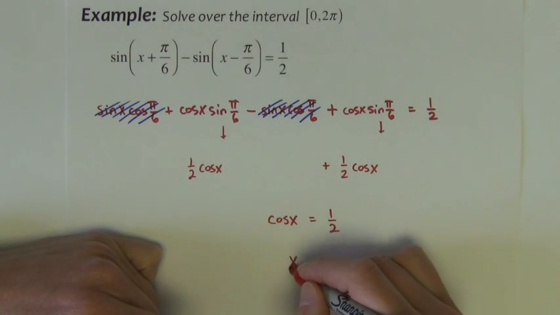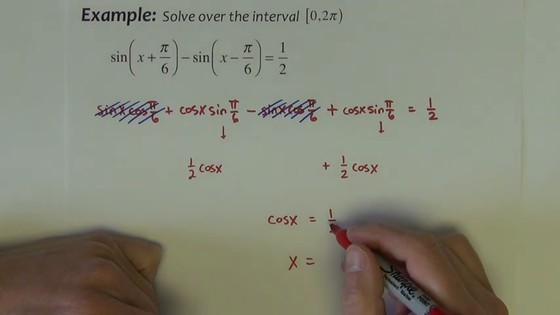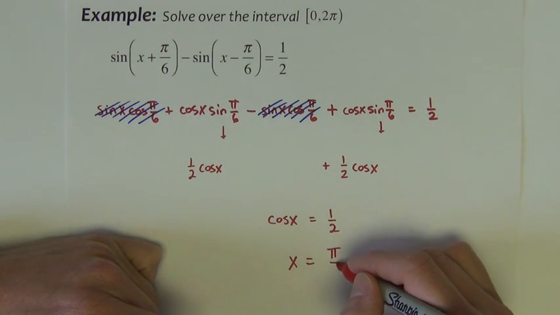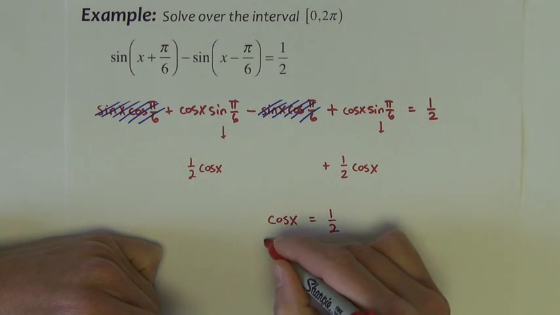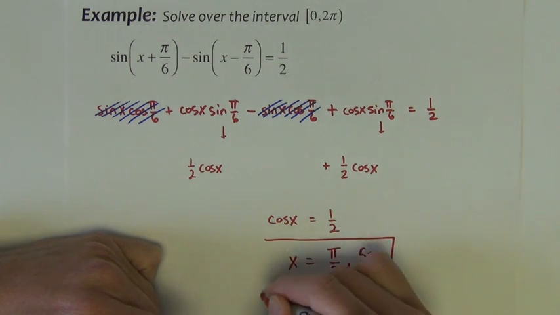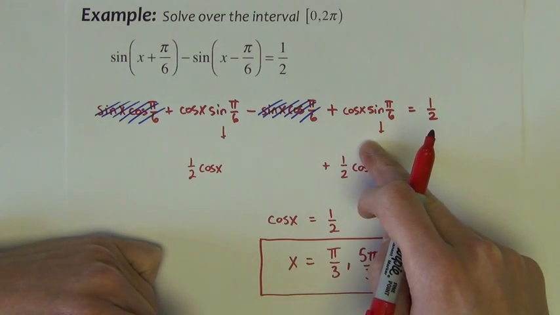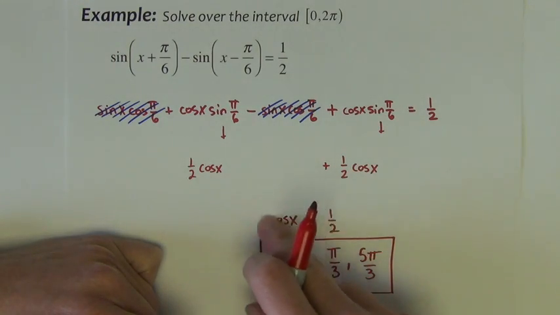So to solve this equation, where does cosine equal 1/2? Cosine equals 1/2 at two locations on the circle. That works at pi over 3, 5 pi over 3. Not too bad. Looked scary when we started, but in 2 steps it's right down to just a single little cosine x.